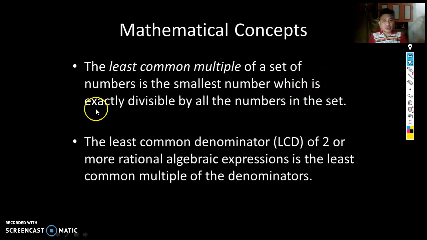It's a set of numbers which is the smallest number which is exactly divisible by all the numbers in the set. Okay, pag nagbigay tayo ng mga numbers na hindi siya part ng denominator or wala siyang denominator, it is called the least common multiple. Pero pag nagbigay tayo ng number tapos part siya ng denominator, it is called the LCD. For two or more rational algebraic expressions, it is the least common multiple of all the denominators.